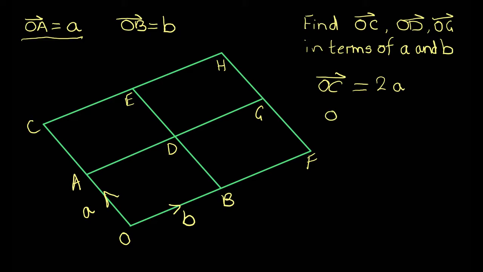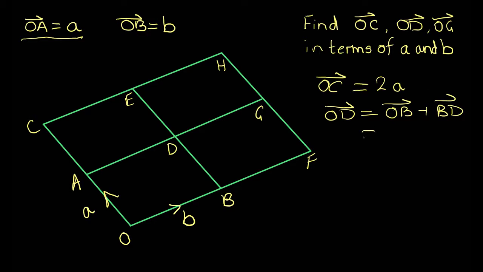Next they ask us for OD. So we're going to have to do a little bit more work for this one, because that's not straightforwardly a longer version of either OA or OB. So basically the concept is you've got to get from O to D, but the long way round. So there's more than one way that you can do it. I'm going to do it by going from O to B, then I'm going to go from B to D.